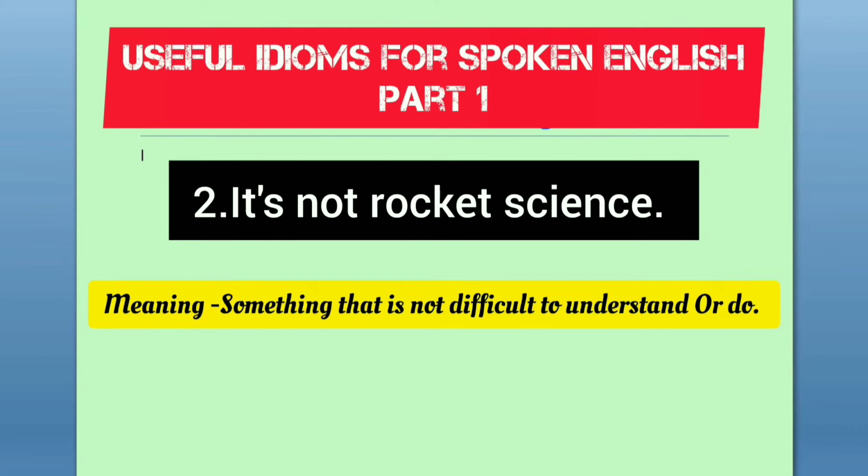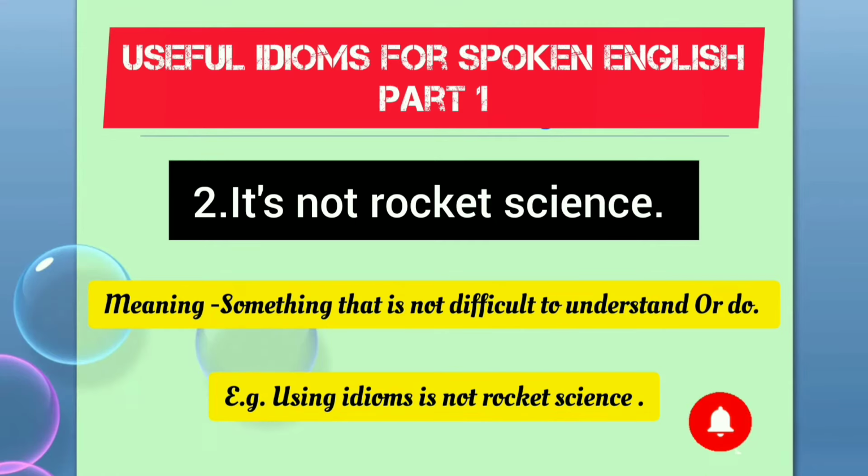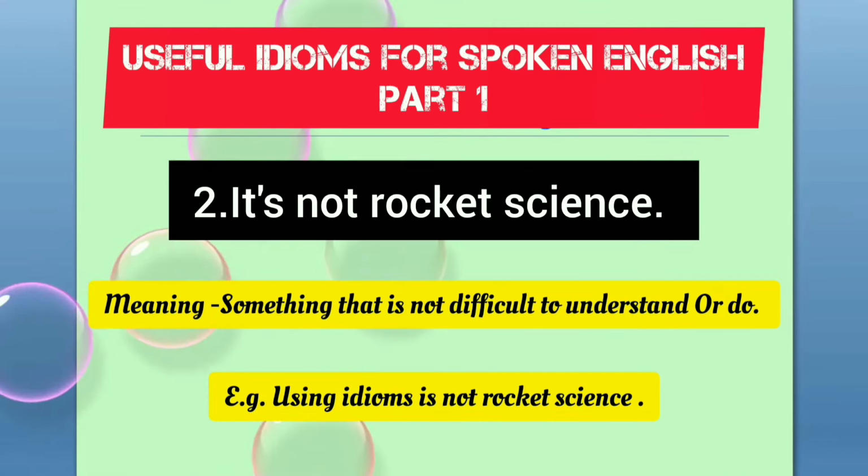As you see on your screen, the example, you can use this idiom in this way: using idioms is not rocket science, right? So it's not difficult to use idioms, so it's not rocket science. Okay, understood. So like this way you can use this idiom. Something is not rocket science means that something is not difficult to understand or to do. So that's why you can use this one in your everyday conversation. You can use that in writing also.